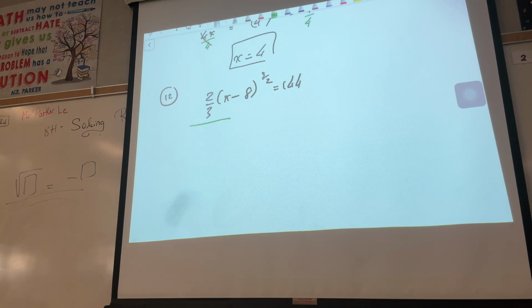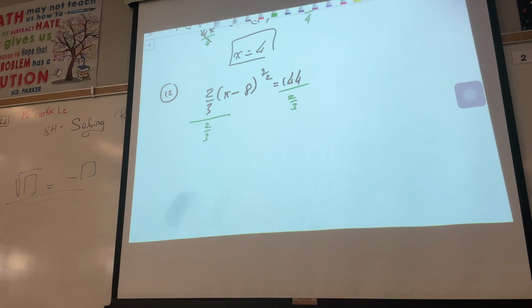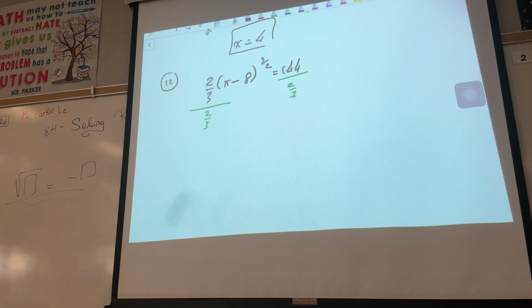All right. So here you need to get rid of the 2/3, right? You divide by 2/3 actually. Divided by a fraction means you multiply by the reciprocal. KFC, remember? Keep, flip, change. KCF, but I want to do KFC. It's like chicken, yeah. Keep, change, flip. So 144 times 3/2.